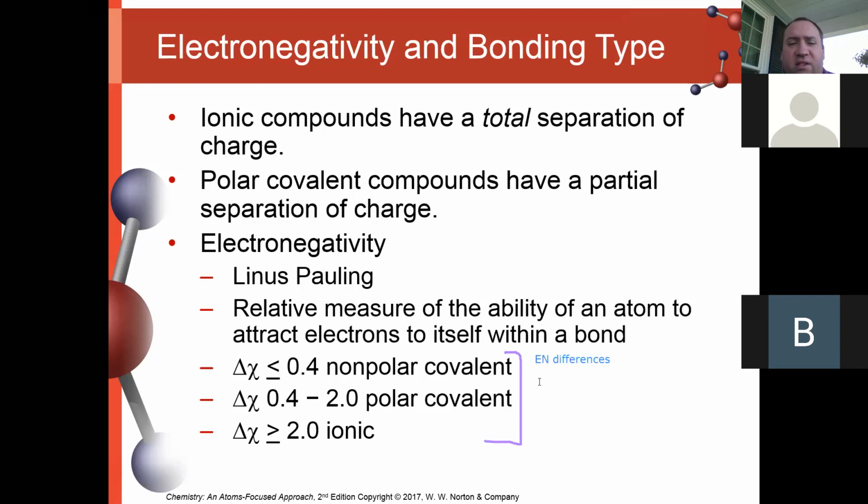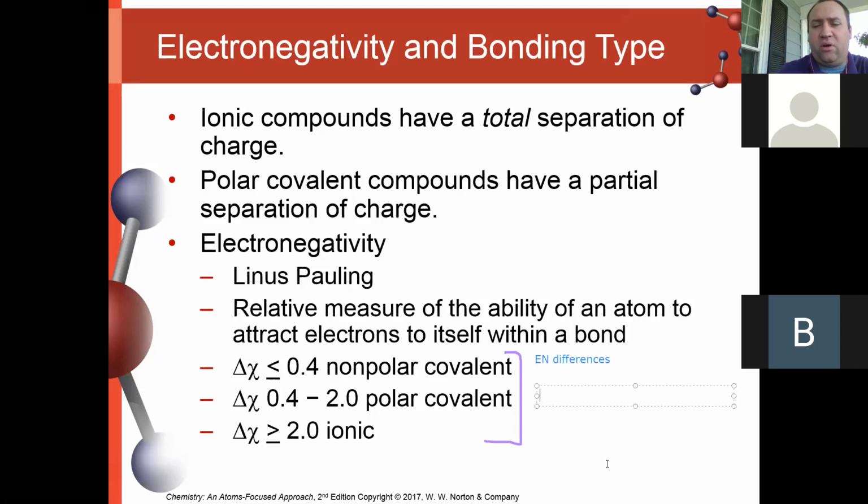When our electronegativity difference is in that 0.4 to 2.0 range, that is when we consider things to be polar covalent, where we have uneven sharing of electrons, but we still do have sharing of electrons. And then last but not least, if our value is greater than 2.0, we generally consider this to be ionic.